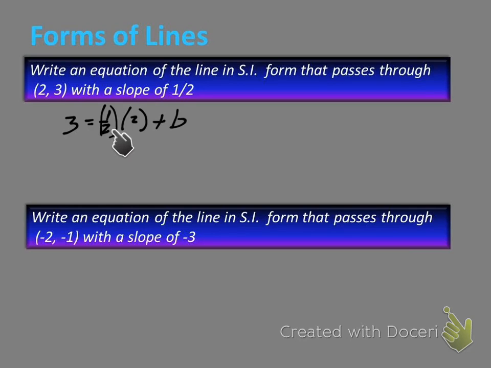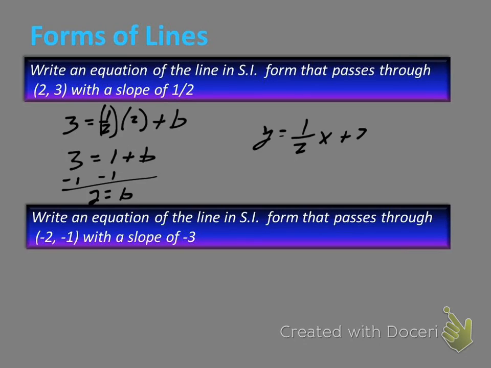to get really good grades in here. But 1/2 times 2 gives you 1, which is nice. At least they fall out. So 3 equals 1 plus b. Subtract 1 from both sides. So b equals 2. And then rewrite that line: y equals 1/2 x plus 2.